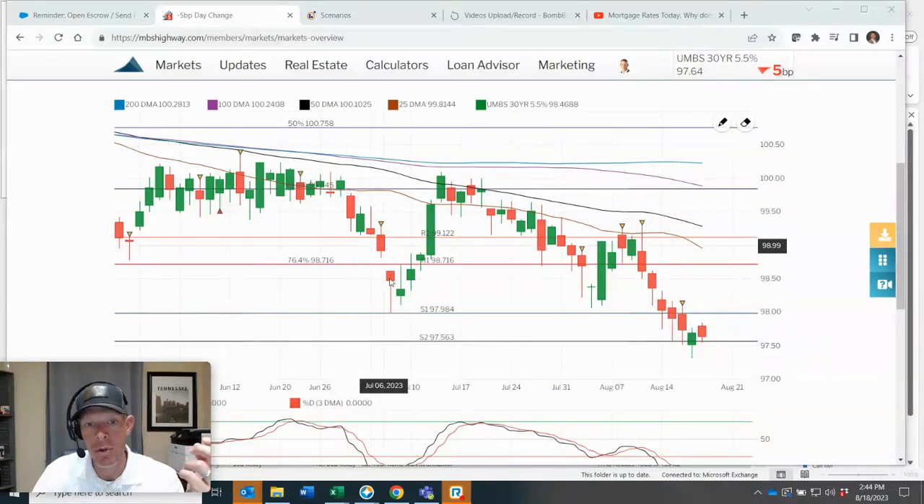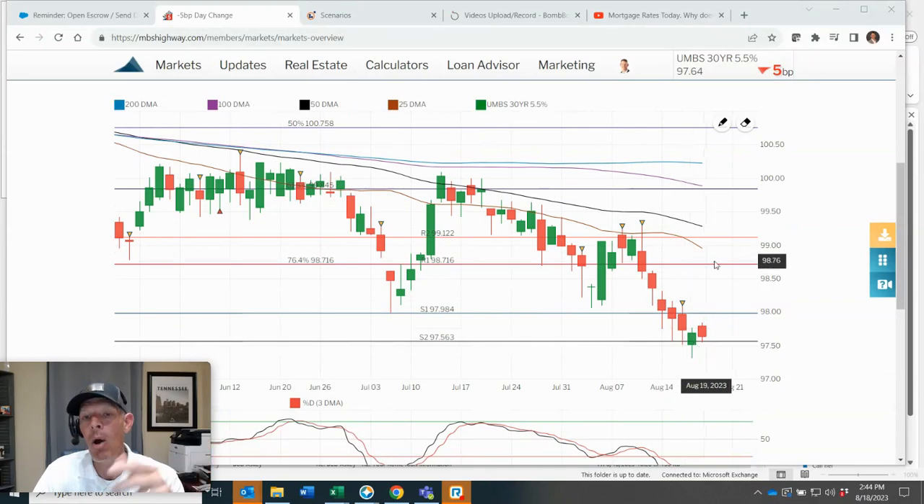You can see it right here. Moved away, boom, bounced back into the moving averages. Moved away, bounced back into the moving averages. Moved away, and hopefully we're going to bounce back into the moving averages here next week.